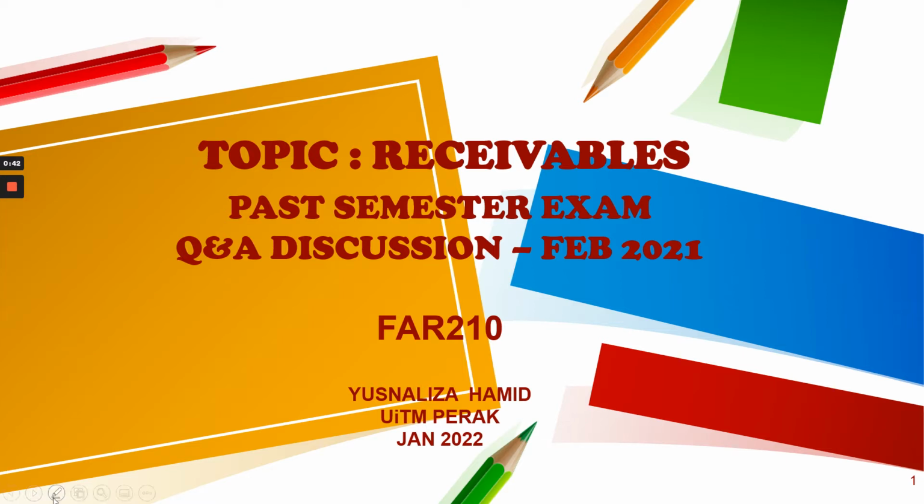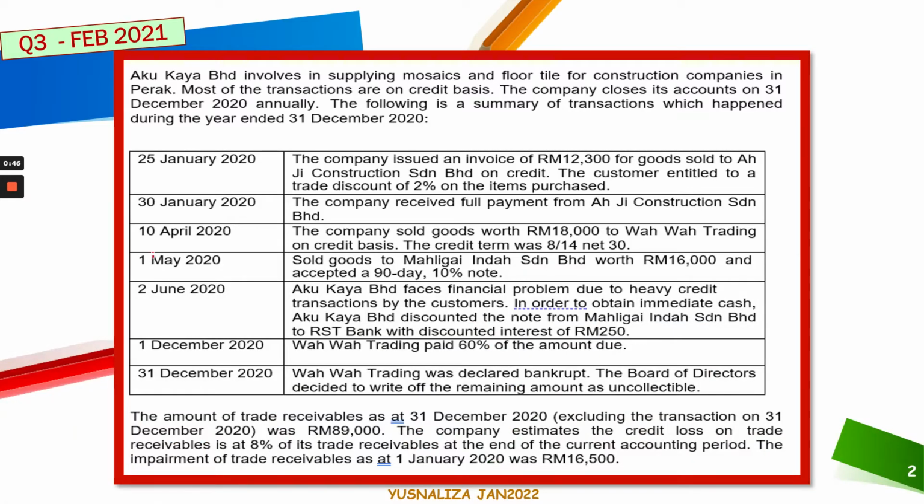Okay, let me look at the first part of the question. This is the question. You have Akukaya, which is the reporting entity that is involved in supplying mosaics and floor tile for construction companies in Perak. Most of the transactions are on credit basis. And the company closes its accounts each year on 31st of December.